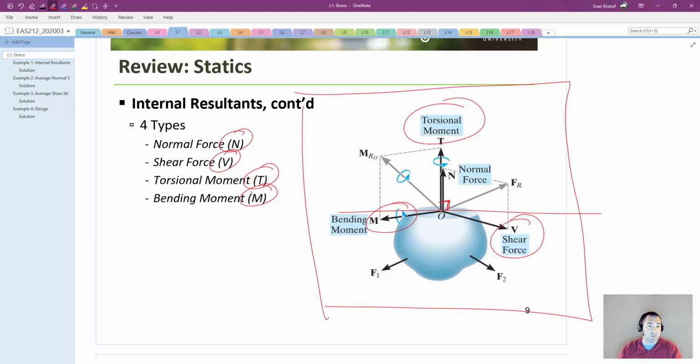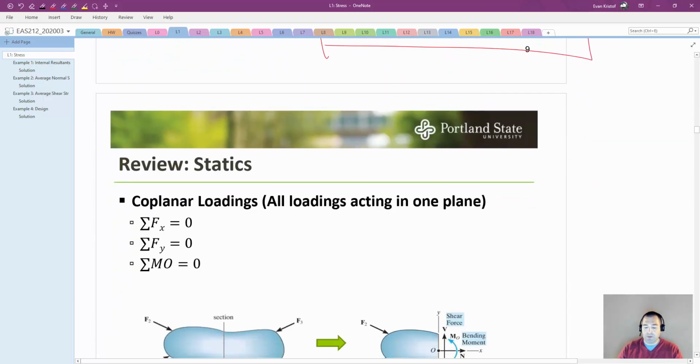But at this point, really, we've only talked about statics. I mean, calculating normal force, shear force, things like that. We've done all that in statics before. This is just a refresher.